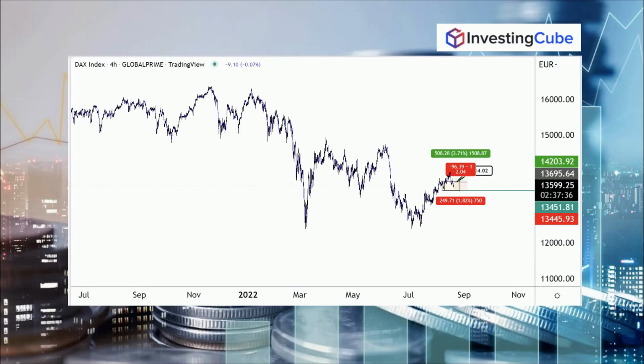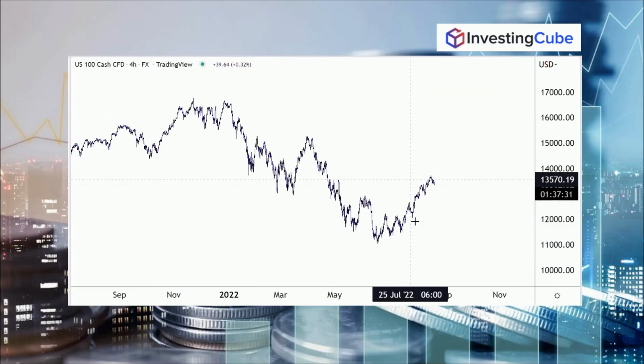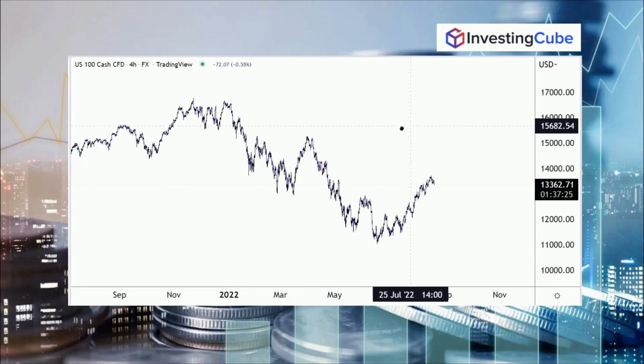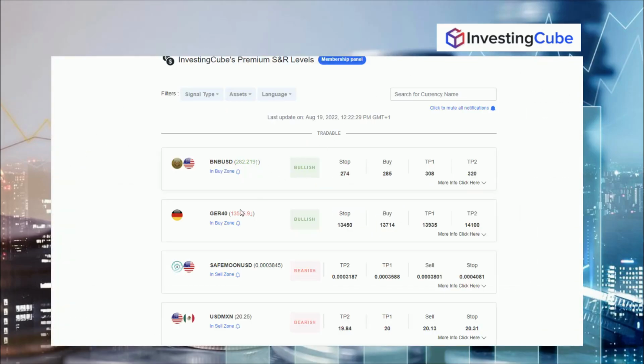You know what? It wouldn't surprise me, unfortunately. It wouldn't surprise me one bit if this corrective phase you see here in the Nasdaq 100 is going to look very similar to this situation here. So what if that actually happens? What would I be focusing on at that point?